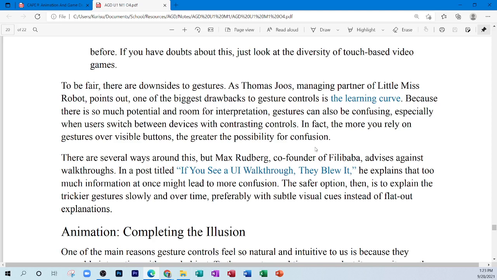There are several ways around this, but Max Rodberg, co-founder of Alibaba, advises against walkthroughs. In a post titled, "If You See a UI Walkthrough, They Blew It," he explains that too much information at once might lead to more confusion. The safer option, then, is to explain the trickier gestures slowly and over time, preferably with subtle visual cues instead of flat out explanation. Good. So we have a disadvantage here.